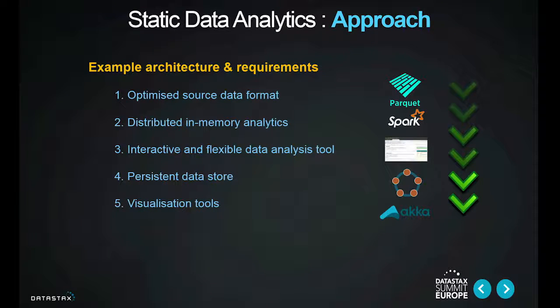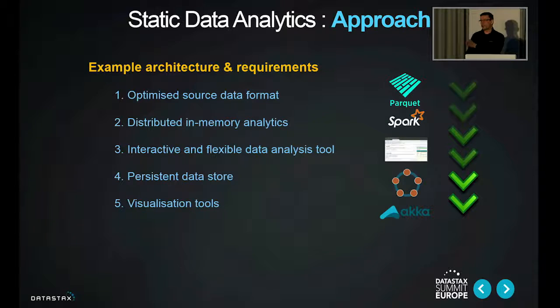So a typical architecture for this kind of process might be starting out with an optimized storage format. Something like Parquet is a very popular candidate for this. Parquet is a very efficient means of storing data. It's a columnar storage model. It's very efficient at compression and storage because you can apply different compression algorithms to different columns within your data.